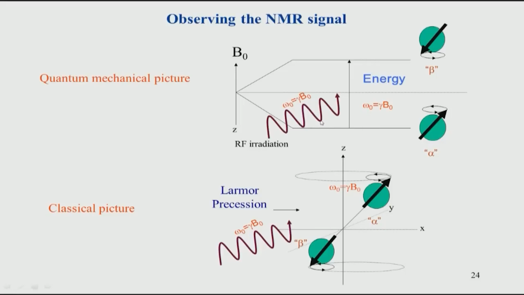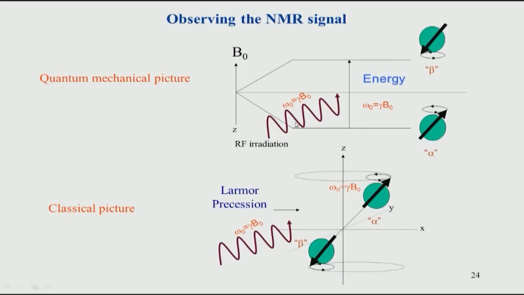Now how do we apply this energy? This energy is applied in the form of radiation. This is the next part of the NMR experiment, where you apply an energy called an RF pulse or RF radiation. We will see what a pulse is in a few slides from now. You apply RF radiation, and this radiation has a frequency given by omega equals gamma B0, and this frequency is equal to the frequency of the energy gap.